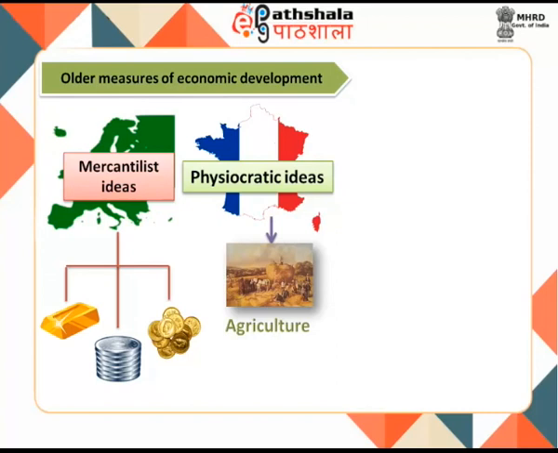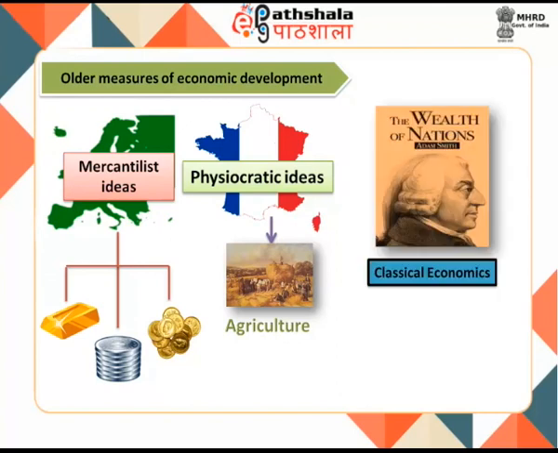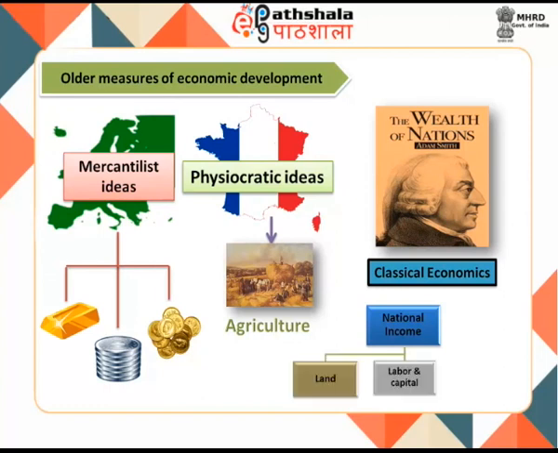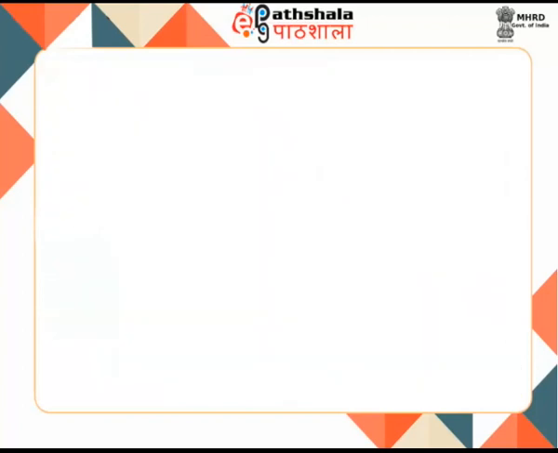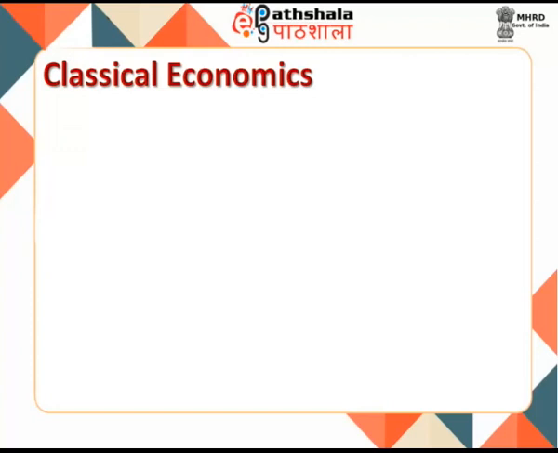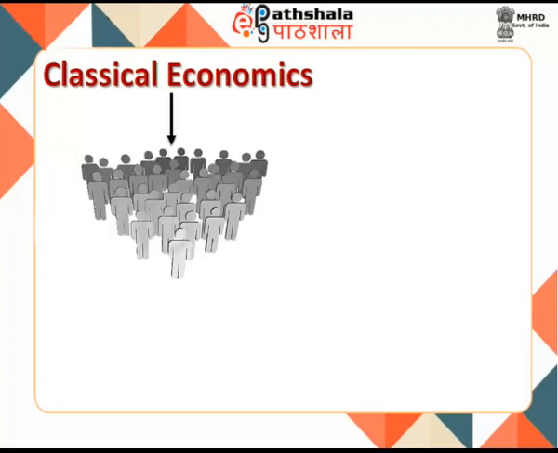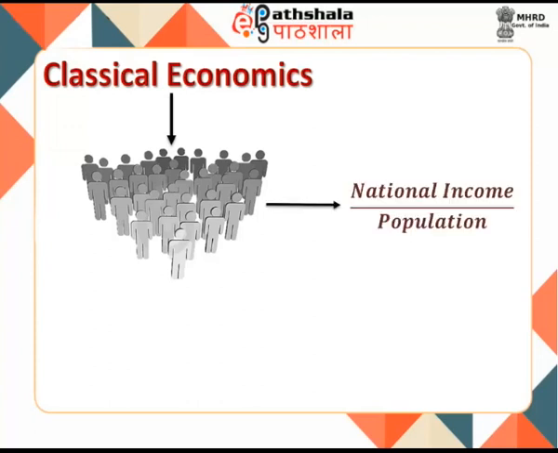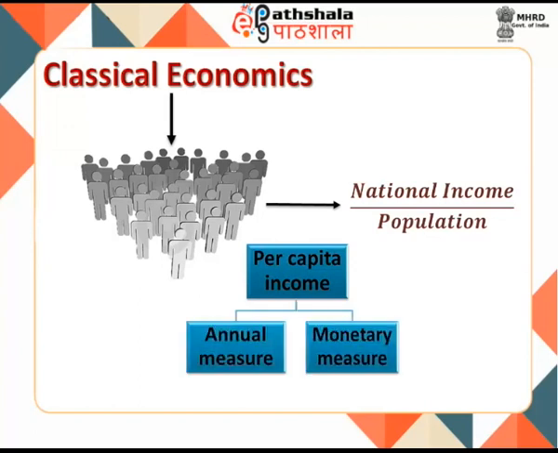In 1776, Adam Smith's The Wealth of Nations, through the ideas of classical economics, introduced the term national income as an indicator of nations' prosperity. This national income began to be seen as produced by land, labor, and capital, with improved technology and increasing specialization through division of labor. Now, as classical economics attached great importance to the role of population, which was growing fast in Europe at that time, there developed the concept of national income per head of population. Per capita income, like the national income, was an annual and monetary measure.